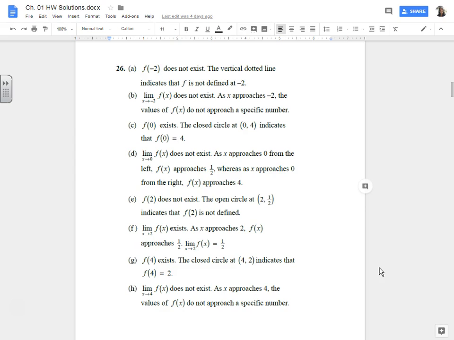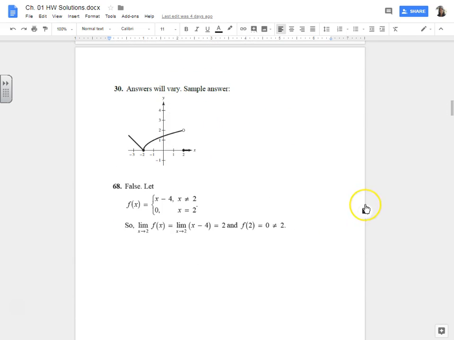Which one? A is DNE, B is DNE, C is 4, D is DNE, E is DNE, F is 1/2, G is 2, and H is DNE. AJ. Let me check out the question itself while I have you guys finish grading.